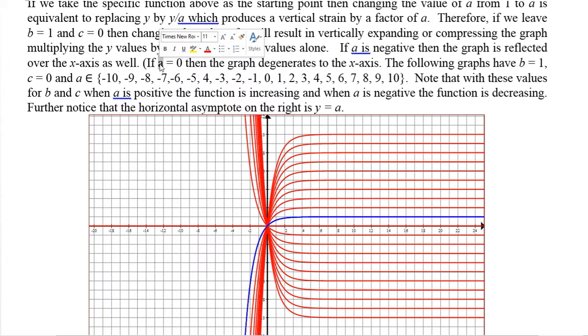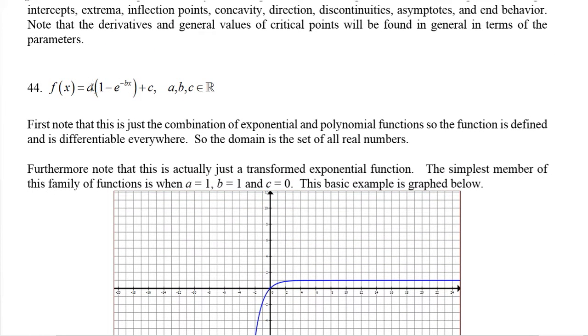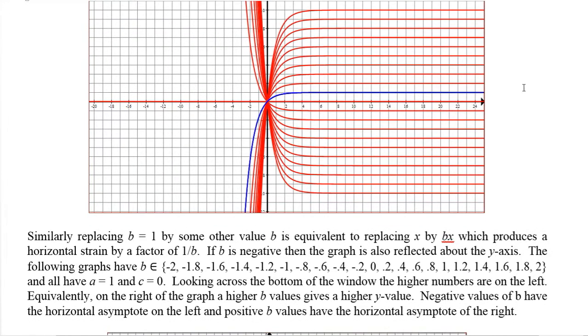One thing we may notice right away is if a is 0, then the graph degenerates to just the x-axis, because this whole term becomes 0, and you get y equals c, which at the moment we're taking to be 0. So there is a graph here where it's just the x-axis. That's where a is 0, and then these other graphs you see here. So basically the blue one here is the one we looked at before. That's the one where a is 1.